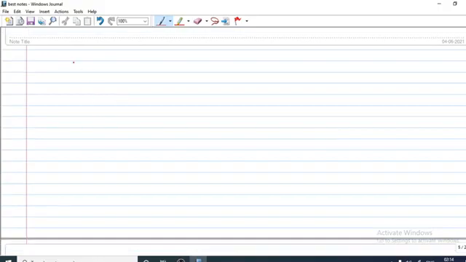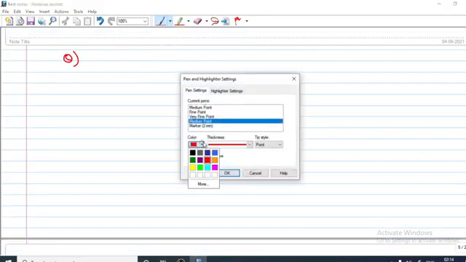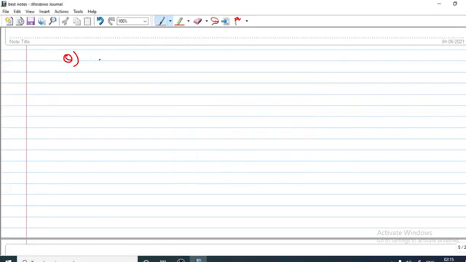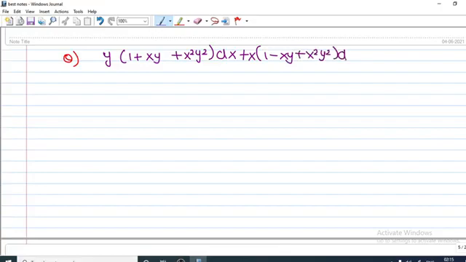In this problem, this is the second problem. Let me change the pen. So the problem is as it is. The problem is like this: y into 1 plus xy plus x square y square into dx plus x into 1 minus xy plus x square y square into dy equal to 0. What you have to do? Do the same step, comparing the given differential equation.